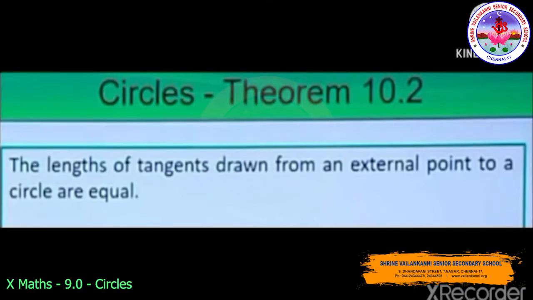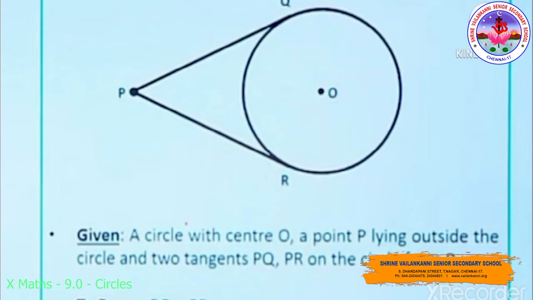Now we will see theorem 10.2. The lengths of tangents drawn from an external point to a circle are equal. We have drawn a circle with center O, and from an external point P, we are drawing tangents PQ and PR. We want to prove that PQ is equal to PR, that is, the lengths of the tangents are equal.